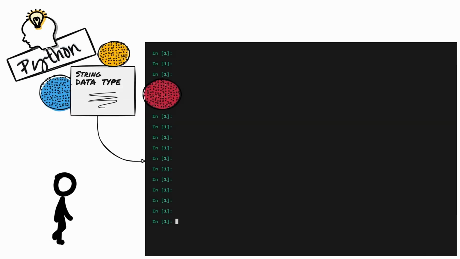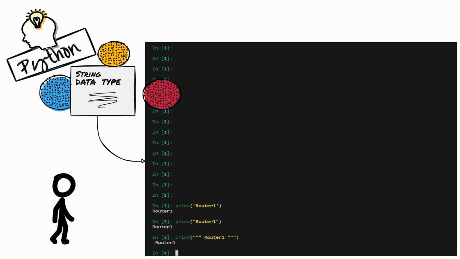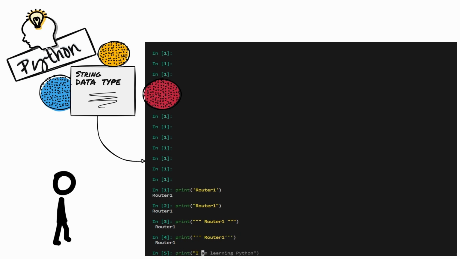Strings in Python are a sequence of characters enclosed by matching opening and closing quotes. Let's examine some print statements. The first print statement shows the single quoted string containing router 1. In Python, we can use single quotes, double quotes, triple double quotes, or triple single quotes to represent a string data type. When using quotes, they must match from the opening to the closing quotes. These strings can be of any length, limited only by the amount of memory available on our system.